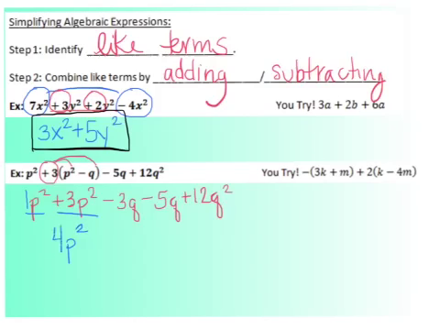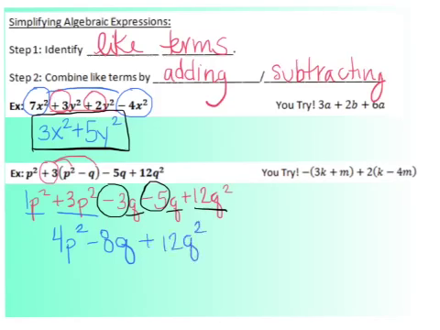I also see I have a couple of q's. So I keep that like term of q. I want to write that in blue. Let me erase it. So I keep the like term of q, and I'm going to combine their coefficients again. So I got negative 3, I got a negative 5. So negative 3 minus 5 gives me negative 8. So negative 8q. And then I have this last term up here. It doesn't have any to combine with, so I just bring it down, plus 12q squared.